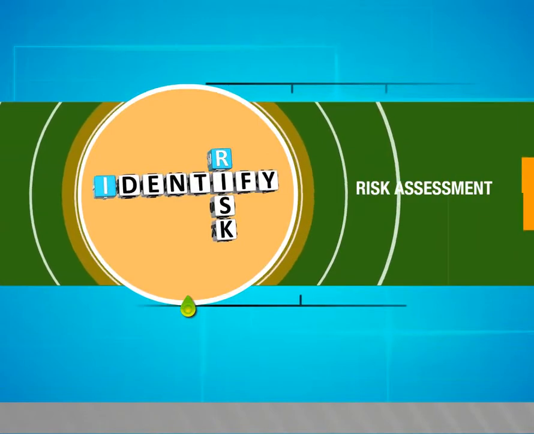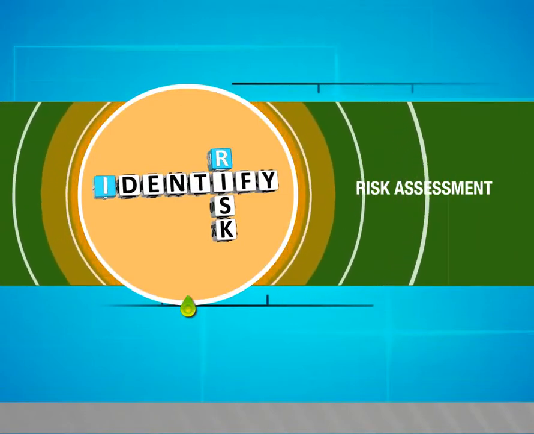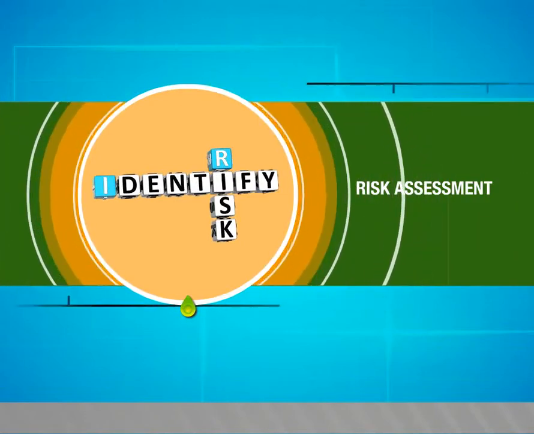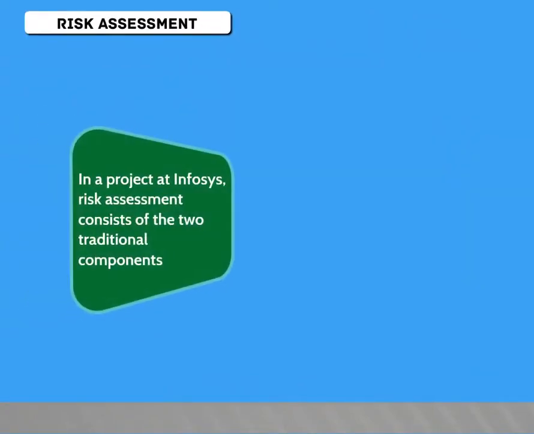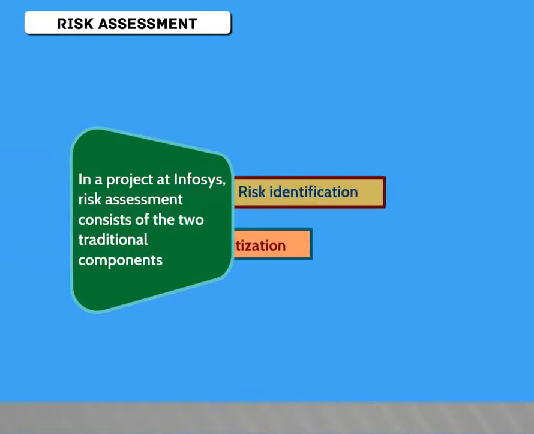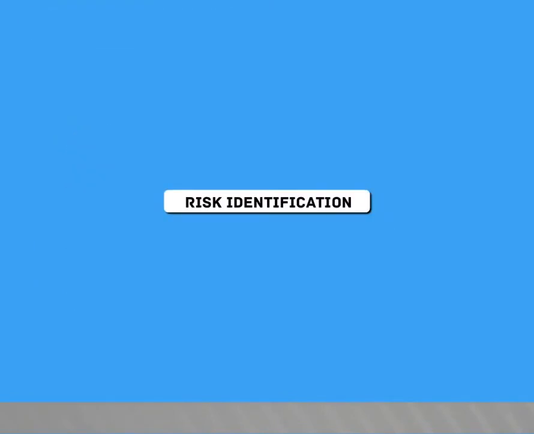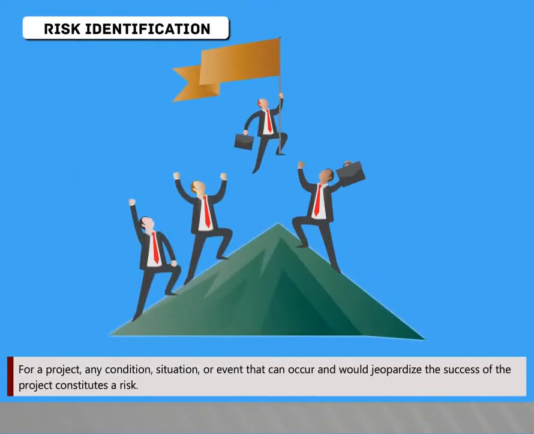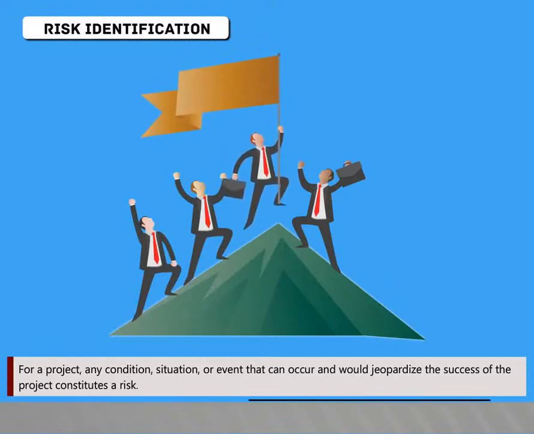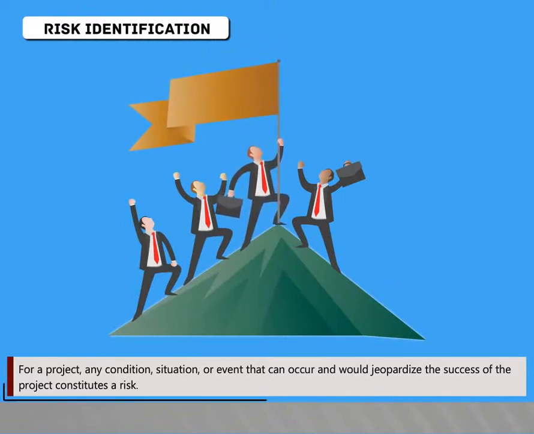Risk assessment. In this video, we are going to see about risk assessment. In a project at Infosys, risk assessment consists of the two traditional components: risk identification, risk prioritization. Risk identification. For a project, any condition, situation, or event that can occur and would jeopardize the success of the project constitutes a risk.